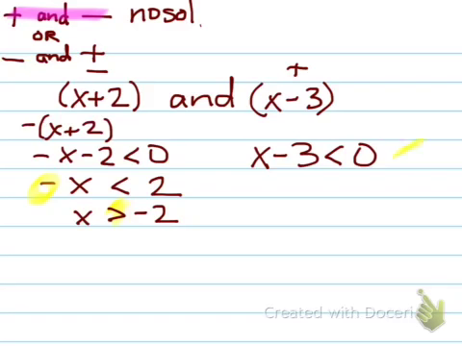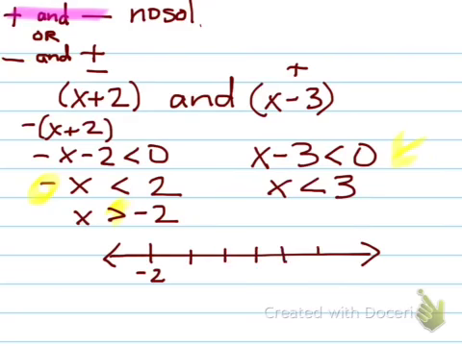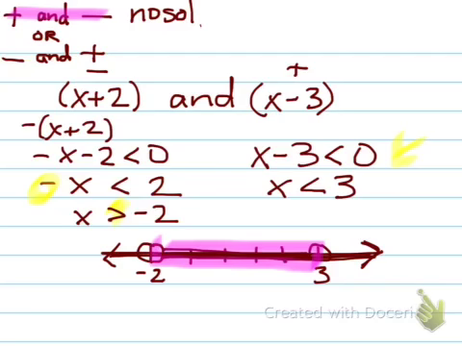Let's come over here and we'll solve for x minus 3. Add 3 to both sides, you get x is less than 3. Now we're going to go ahead and graph it. So when we graph this, we'll start with x is less than 3, and then we'll graph x is greater than -2. We're looking for the overlap. So the overlap again is where they both have in common.